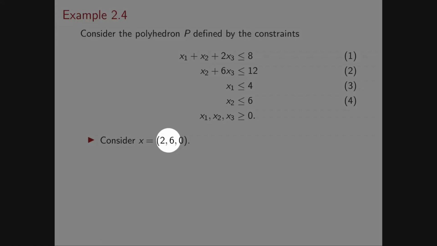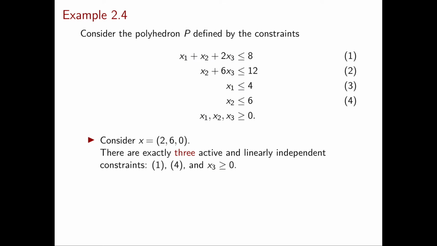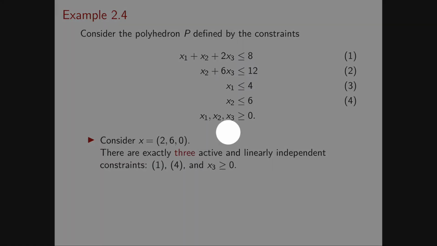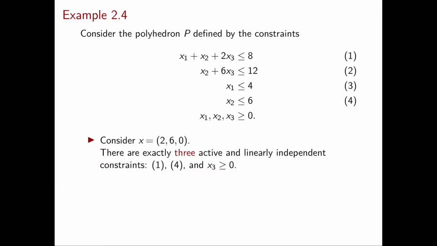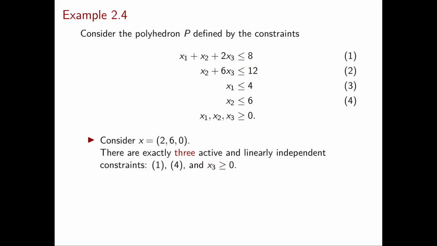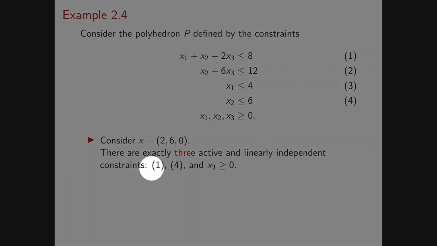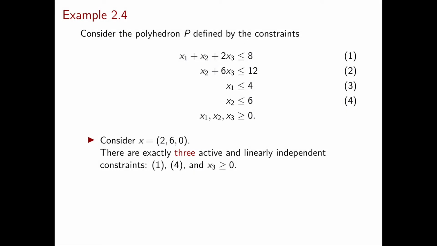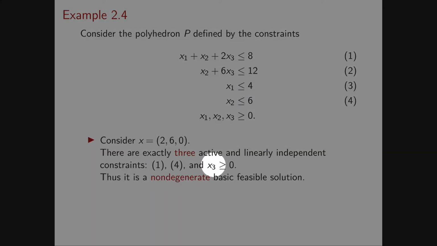And let's consider the vector (2, 6, 0). You can check that at this vector there are exactly 3 active constraints. These are 1, 4, and x3 greater than or equal to 0. Let's just check one of them. For example, the first: we have 2 plus 6 plus 0 is equal to 8, so 1 is active at our point x. You can also check that these 3 constraints are linearly independent. Therefore, our vector x is a non-degenerate basic feasible solution.